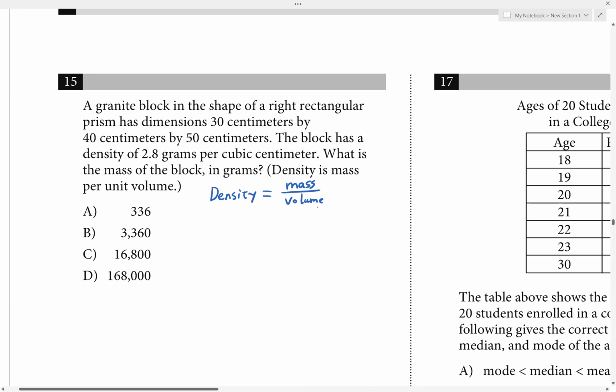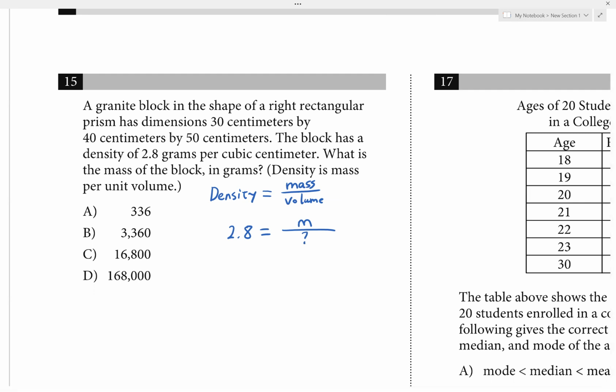Okay. So what we have is we know the density of the block, 2.8 grams per cubic centimeter. So if you plug into the formula, we know density is 2.8, and we want to figure out the mass. That's what we're trying to solve. But we don't know what the volume is. If you know the volume, you can use this equation to solve for the mass.